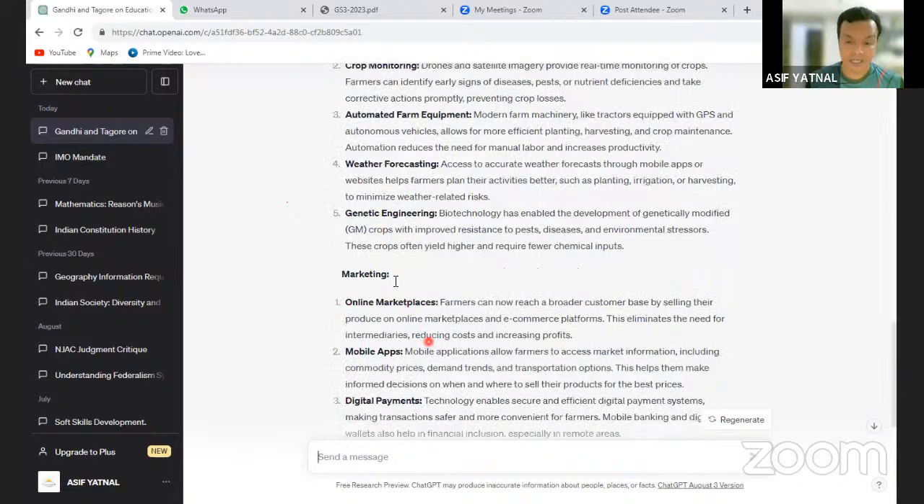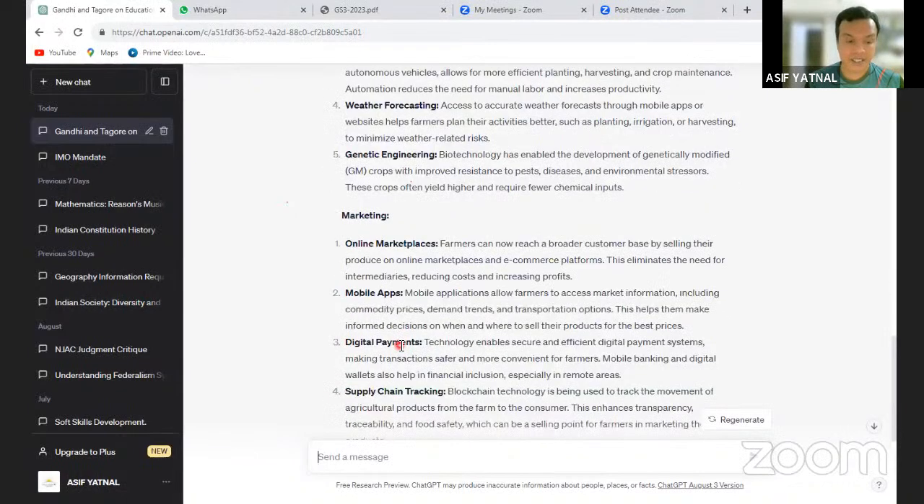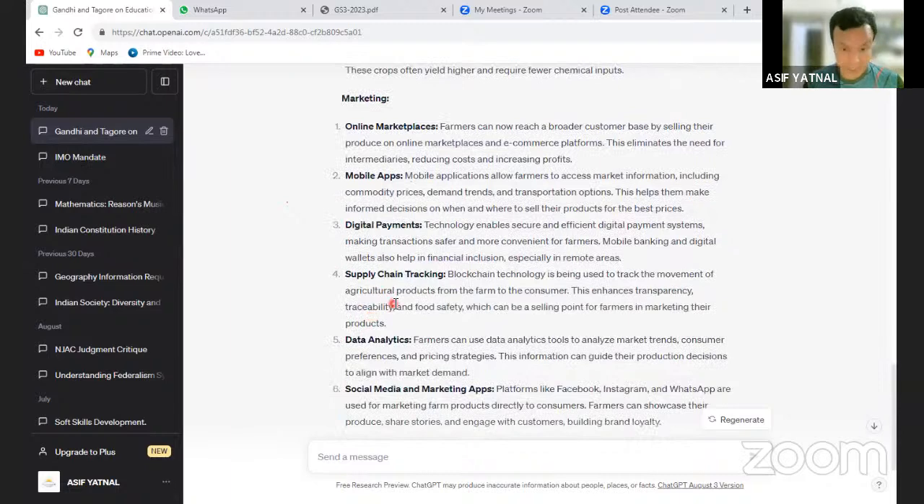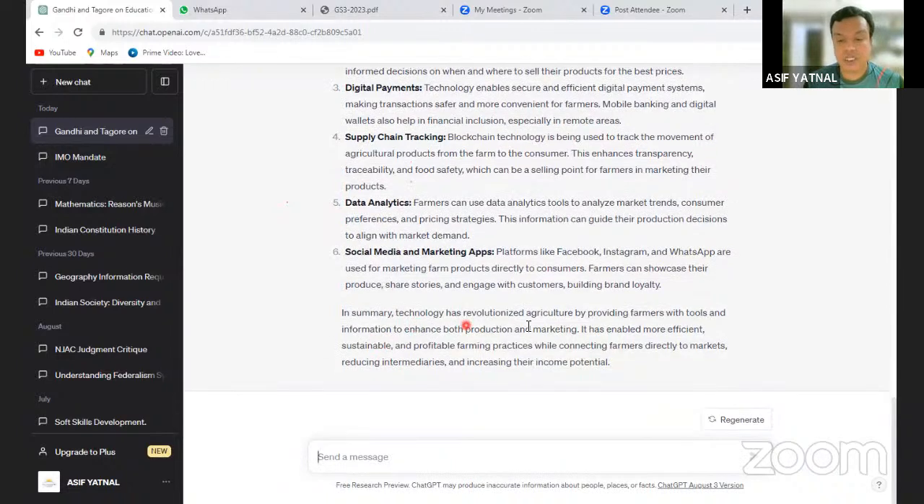Then marketing mein online marketplaces. Recently we have seen that Indian government has started e-NAM, e-National Agricultural Marketing शुरू किया था. There are various mobile applications, digital payments, supply chain tracking, data analytics, social media and marketing apps. So in this way, the e-technology helps the farmer. That is what is explained here. In summary, technology has revolutionized agriculture by providing farmers with tools and information to enhance both production and marketing. It has enabled more efficient, sustainable and profitable farming practices while connecting farmers directly to the markets and reducing intermediaries and increase their income potential.